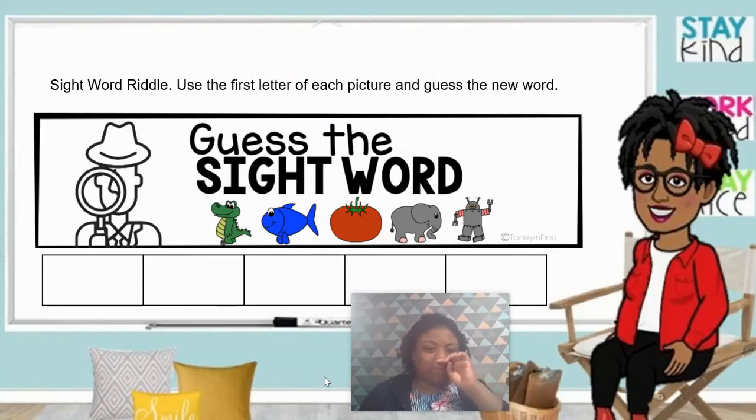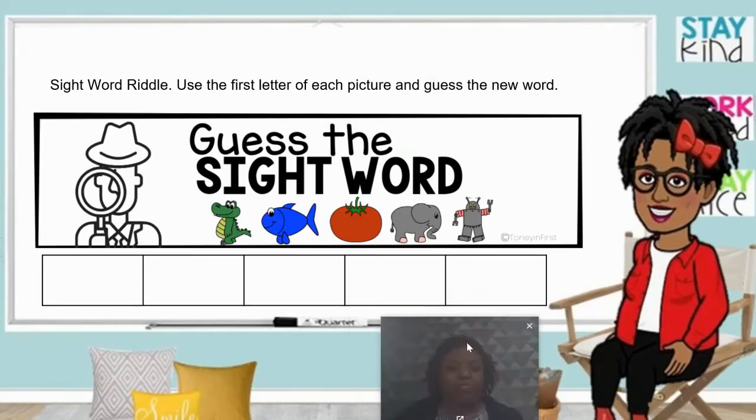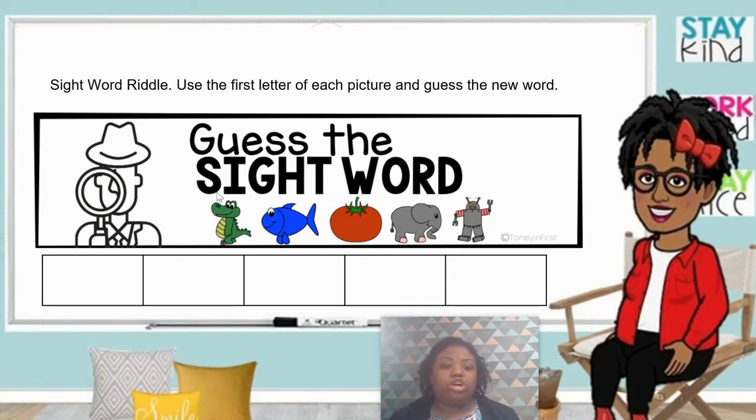Let's get started. We're starting our lesson this week with our sight word riddle. Use the first letter of each picture and guess the new word. Our first picture here, you have an alligator. So our word starts with the letter A. Great. Can you guess the sight word? Not yet. You need more clues? Okay, what's the next picture you see?